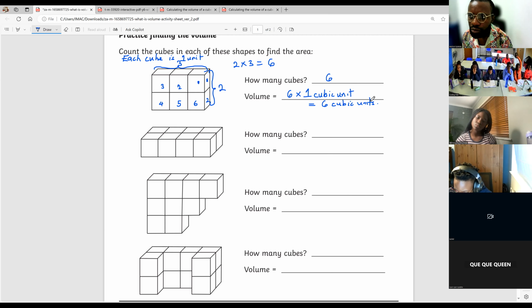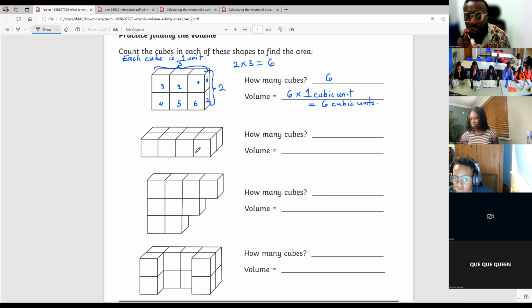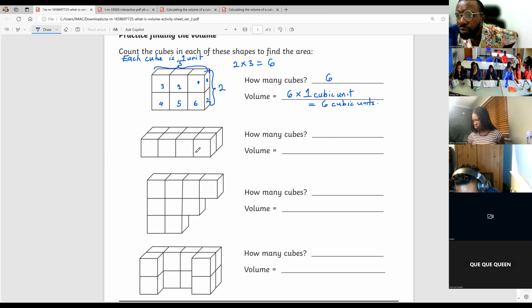Yes, Christabella, you don't get it. Now, each of the cubes is 1 cubic unit. So for you to find the volume of a 3D shape, you need to just count how many cubes are there in the shape. Once you know how many cubes are there in the shape, then you multiply by 1. That gives you the volume.